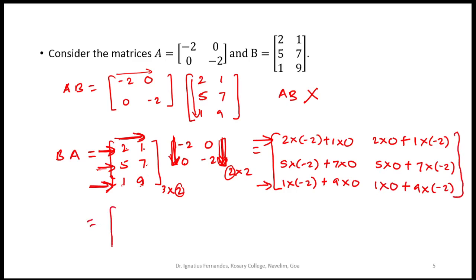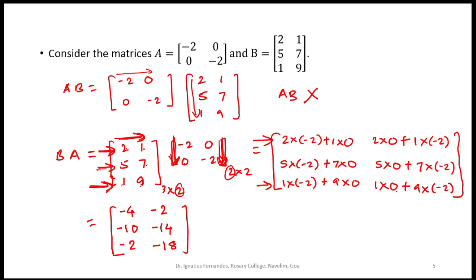So if I just simplify it, 2 into minus 2 is minus 4 plus 0 is minus 4. 2 into 0 is 0 plus minus 2, so minus 2. 5 into minus 2 is minus 10. 5 into 0 is 0 plus 7 into minus 2 is minus 14. Here I have minus 2 plus 9 into 0 is 0. 1 into 0 is 0 plus 9 into minus 2 is minus 18.